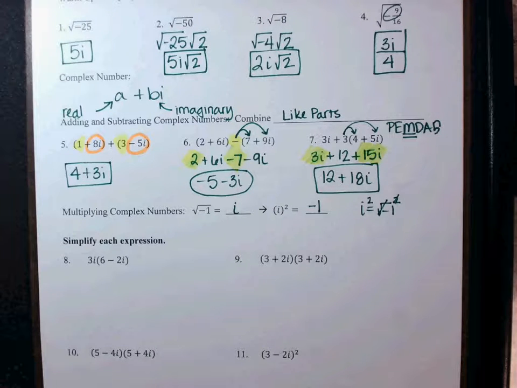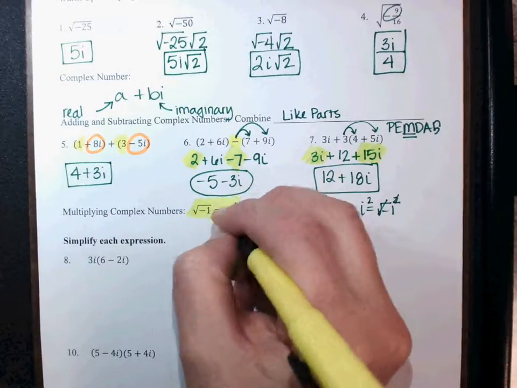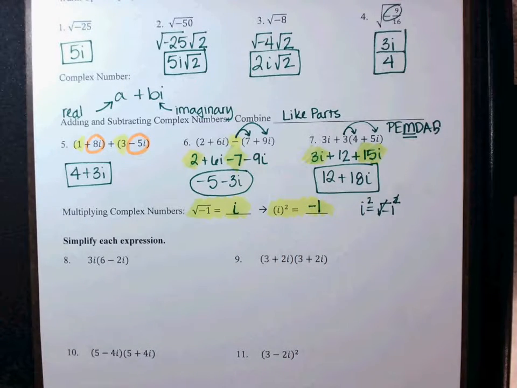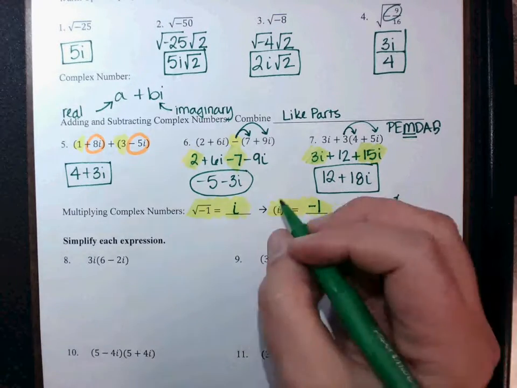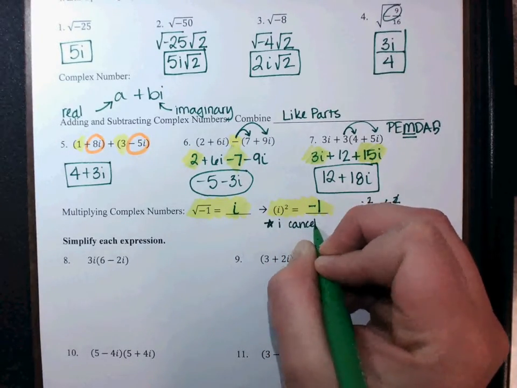So there are two definitions with i in it that you need to know. The first one is this. The second one is this. Whenever you get an i squared, that is equal to negative 1, and you're going to replace it. Put a little star here, though. Whenever i is squared, the i cancels out to a negative 1.